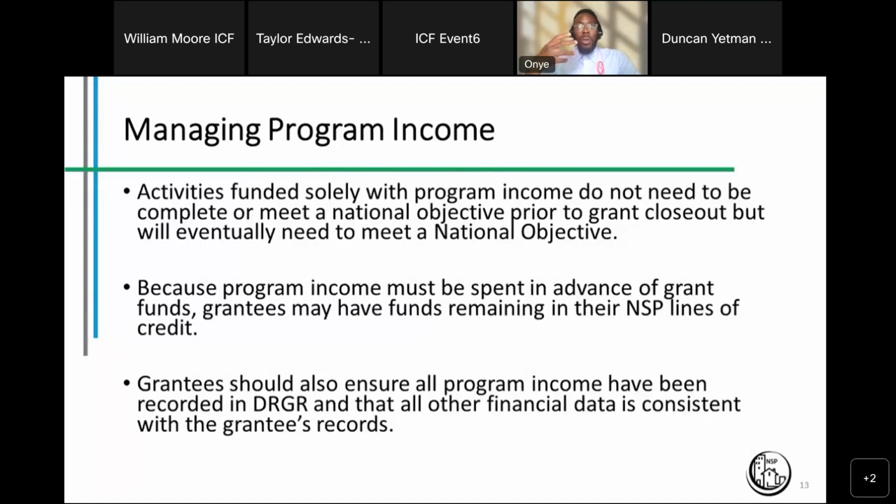So when managing the program income and thinking about those considerations, there are a few things that we want to make sure you keep in mind. First, activities that are solely funded with program income do not need to be complete or meet a national objective prior to grant closeout, but will eventually need to meet a national objective. Two, because program income must be spent in advance of the grant funding, you may have funds remaining in your NSP line of credit, so just be aware of that. And three, you should make sure that all the program income that has been recorded in DRGR and all the financial information that you've entered into the system is consistent with the same information that can be found within your internal records. You want to make sure those two things are matching. If there are any discrepancies, make sure you have a process in your policies to go back and reconcile those discrepancies.